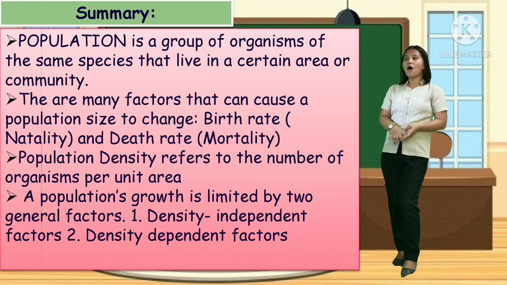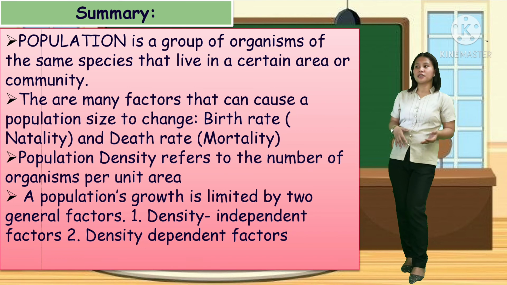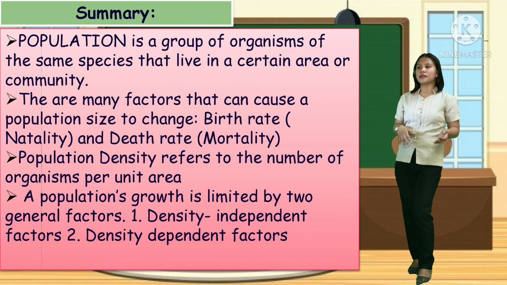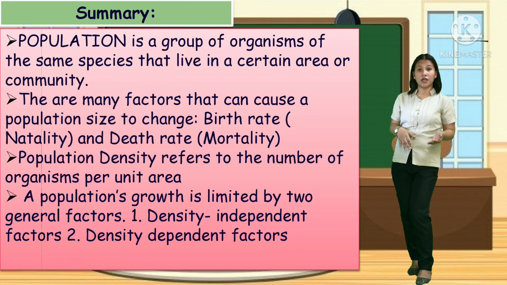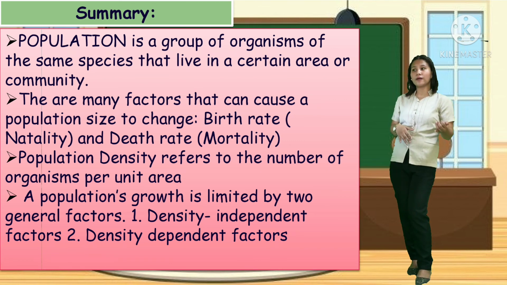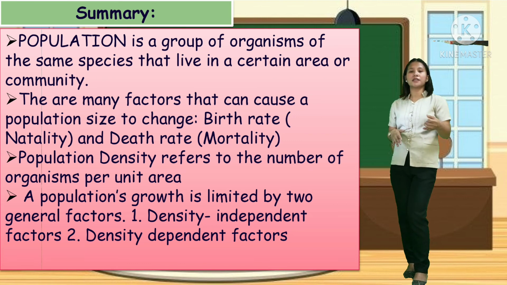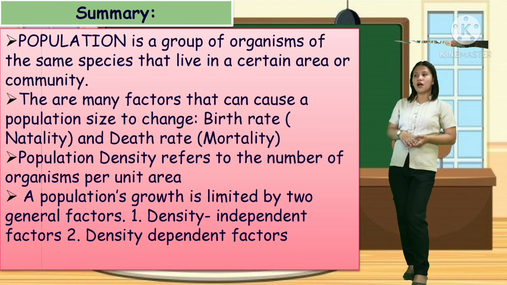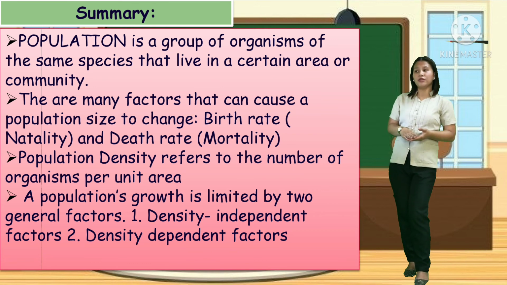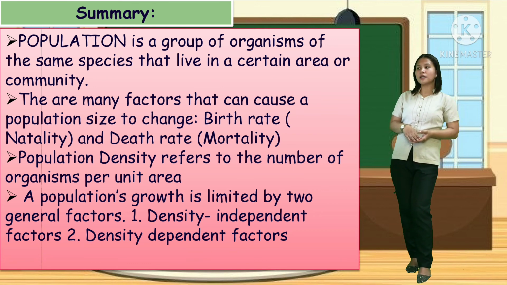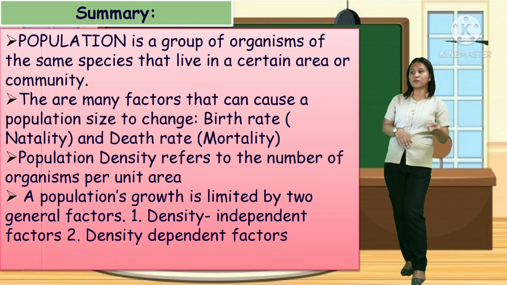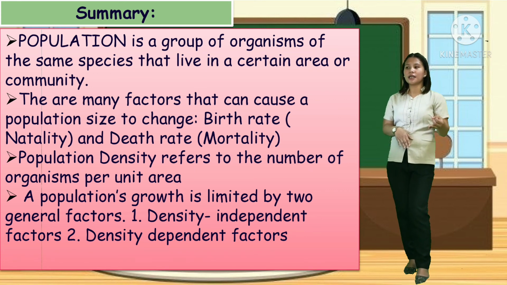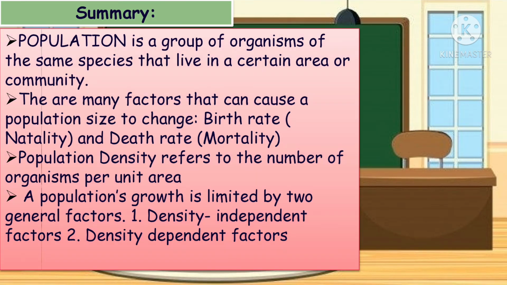Population is a group of organisms of the same species that live in a certain area or community. There are many factors that can cause population size to change. The first one is birth rate or the natality, and another one is the death rate or the mortality. Population density refers to the number of organisms per unit area. A population growth is limited by 2 general factors: number 1, the density independent factors, and number 2, density dependent factors.